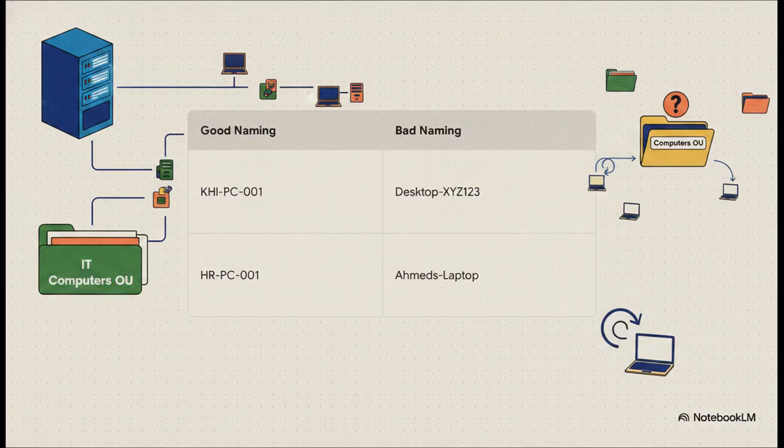Managing these computers effectively means establishing strict naming standards. Every single joined PC becomes an object in Active Directory. A good standard like KHI-PC-001 or HR-PC-001 tells you its location and department immediately. Bad standards are factory defaults like desktop XYZ123 or even worse, Ahmed's laptop. If Ahmed leaves the company, you have to rename the whole machine. Keep it organized and immediately move these new computer objects out of the default folder and right into their proper OUs, like IT computers or HR computers.